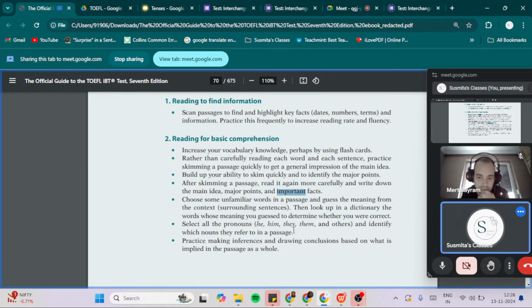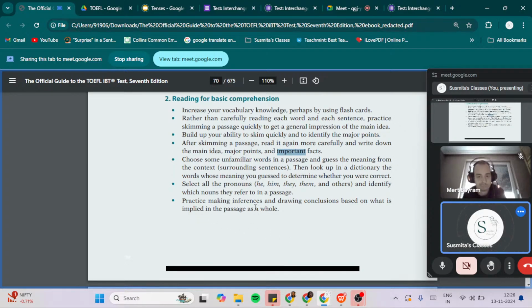When you're reading, look at the pronouns also, the way they are being used, the words like he, him, they. Identify to which noun it is being referred. That is very, very important for our reference-based question. Now, understand and try to make inferences and make conclusions on what it might mean in the sentence, which is not given directly in front of you, but what it could mean.